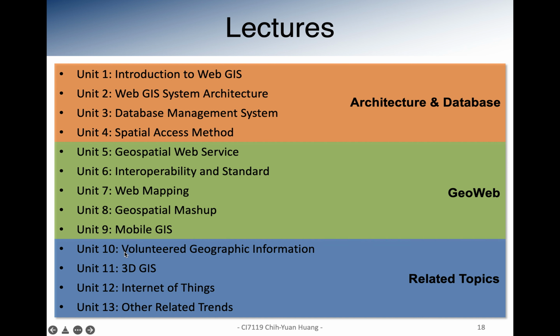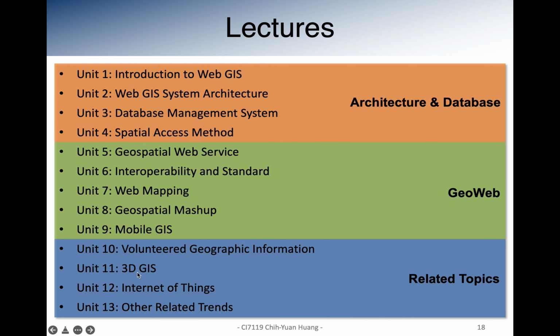And Unit 10 is VGI, volunteered geographic information. So basically that is one of the hot topics in previous years, and it actually still is a hot topic recently. So we will talk about what this type of geographic information is, and what the advantage of this concept is.